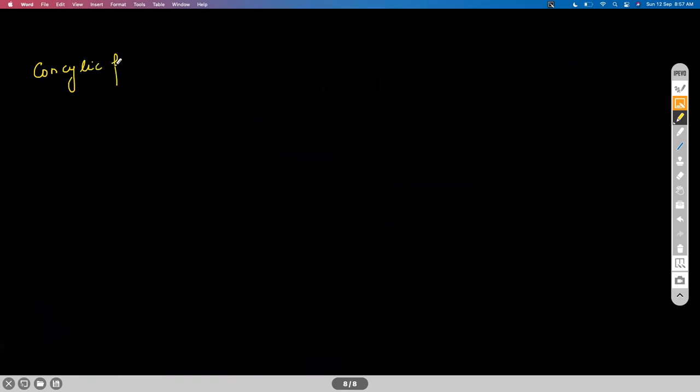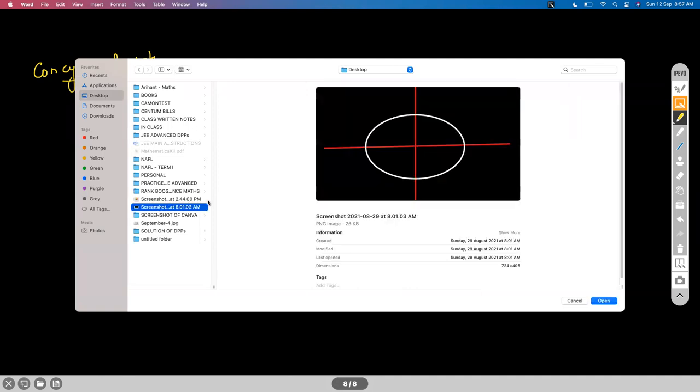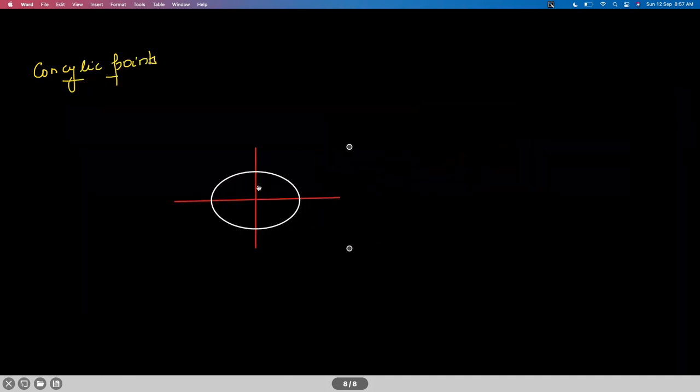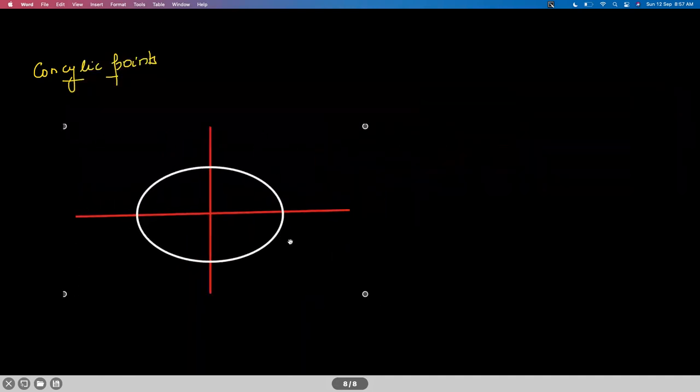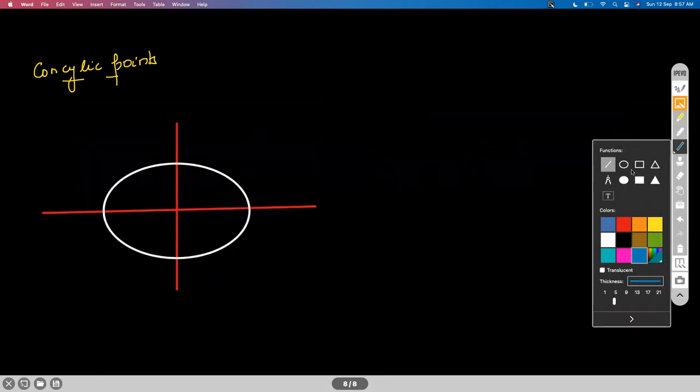Concyclic points. What is basically concyclic points? The concept is very simple. Let us say there is a circle and there is an ellipse. Okay, let's say this is an ellipse and let me take a circle.